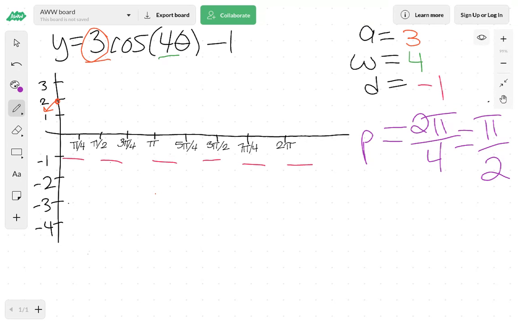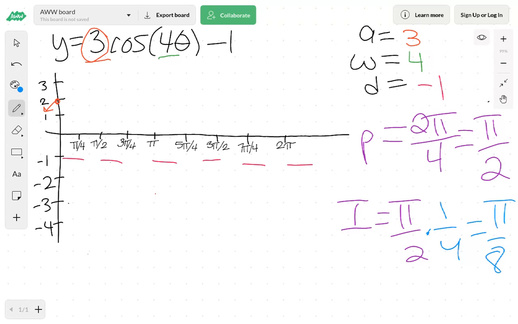To find my interval, I'm going to take that period, pi over 2, and divide it by 4, or times it by a fourth, which is going to give me an interval of pi over 8. And if I think about it, pi over 8 is in between 0 and pi over 4. So I'm going to have to go on the in-betweens here, in between each one and on the pi over 4s as well, counting by halves pretty much here.